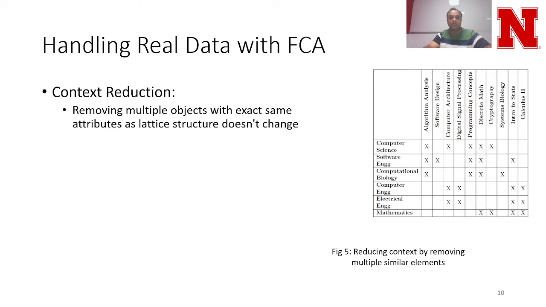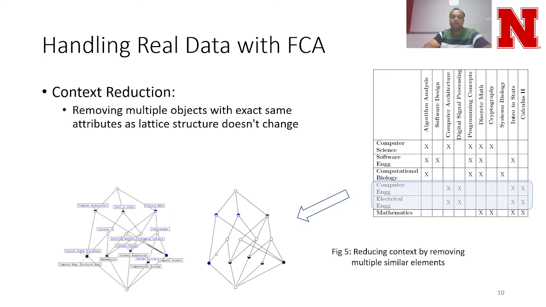The next important one is context reduction, because creating a concept lattice, as we already saw, can be very costly for us. One important way of reducing the context is combining multiple objects which share the same set of attributes, and then generating the lattice. This way, the lattice structure does not change. An example is here where we can combine computer engineering and electrical engineering, and if we generate the lattice, it is structurally similar to what was originally there.